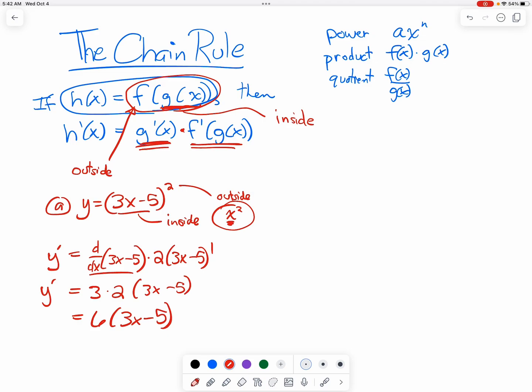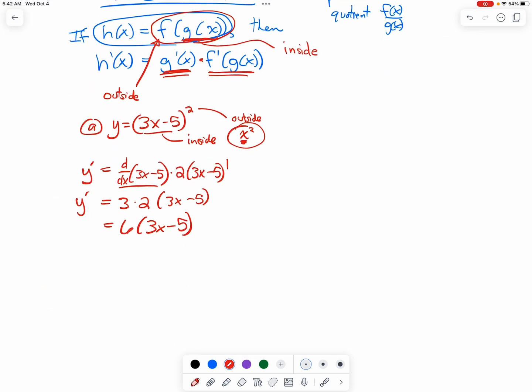All right, another one. How about y equals radical x plus 5, the quantity squared. Since we're doing it the first couple times, it'd be nice to label what is outside and what is inside. This is similar to part A. We have the radical x plus 5 as inside, and then the squaring function, that's outside.